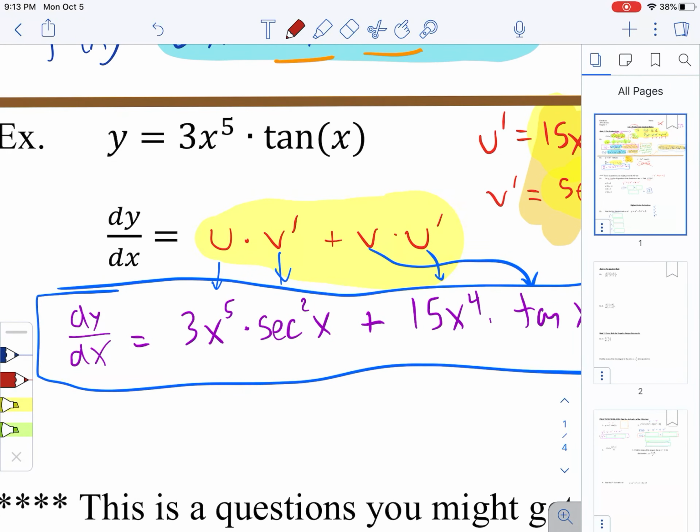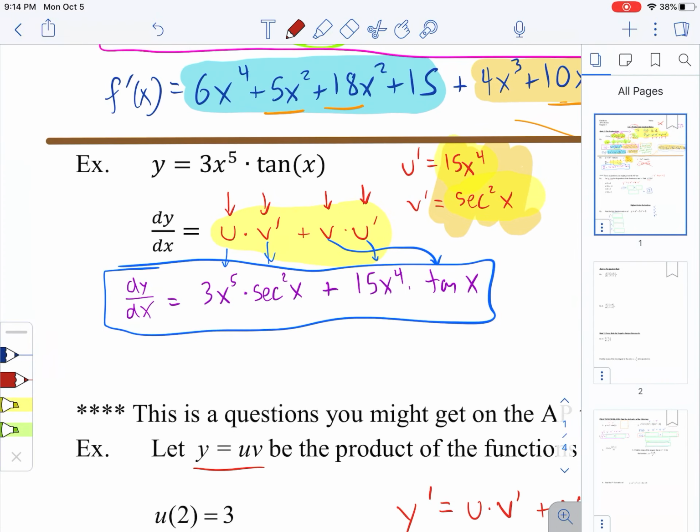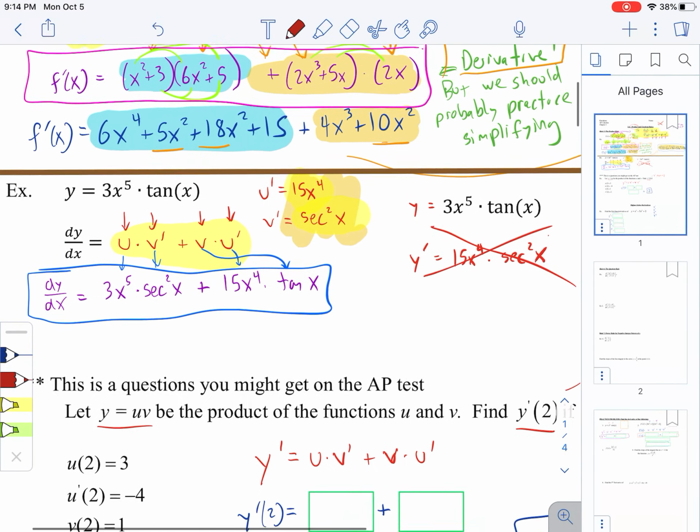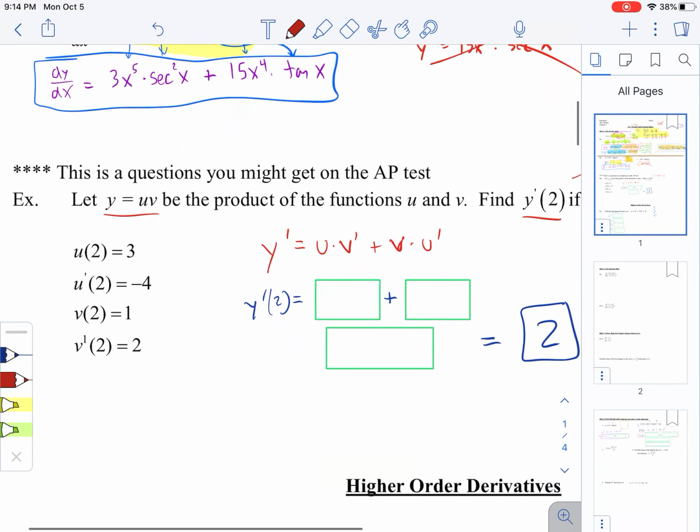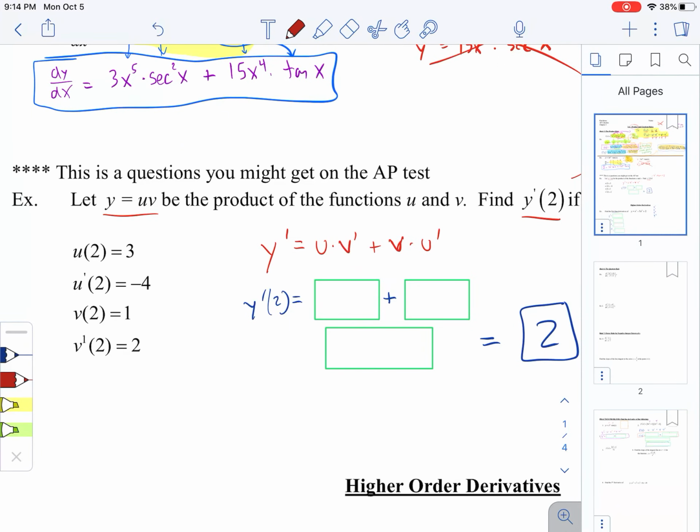uv prime plus vu prime. Or first times derivative of the second plus second times derivative of the first. That's the only way to do it when you have two functions being multiplied. Okay, here's a sample, quick, easy AP question. It looks weird, but it turns out this one's actually really simple.